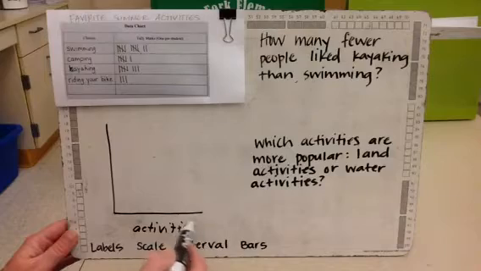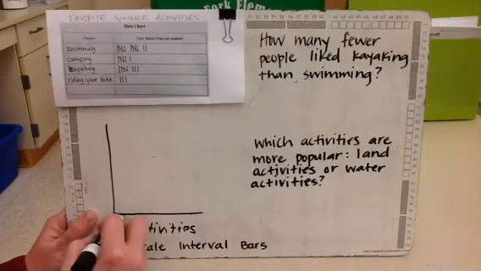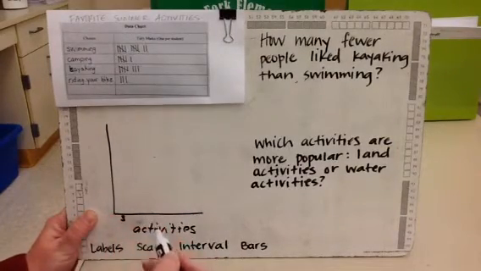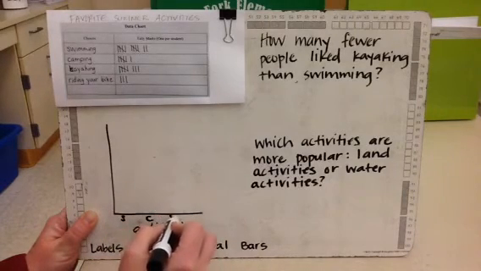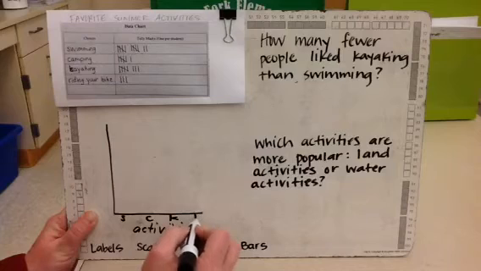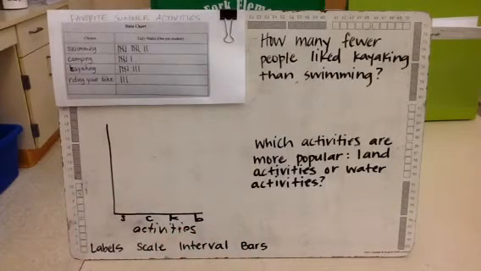And I'm going to have swimming, and I could just put an S for swimming for today. I'm going to do a C for camping, a K for kayaking, and a B for biking. Now, if I had more space and time, I would actually write out the words, but for today, I'm just going to label them that way.